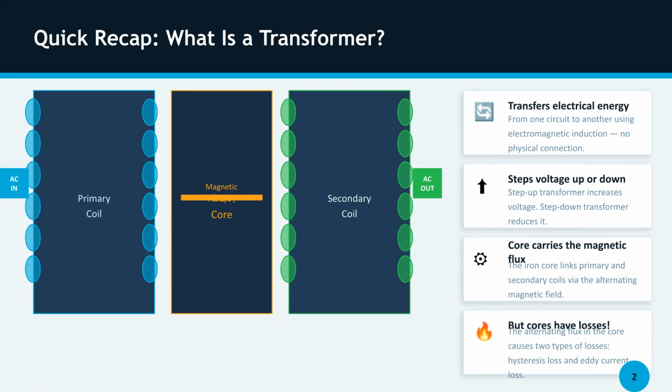A transformer transfers electrical energy between circuits using electromagnetic induction. The iron core carries the alternating magnetic flux, linking the primary and secondary coils. Unfortunately, this alternating flux causes core losses: hysteresis loss, and the focus of our video, eddy current loss.